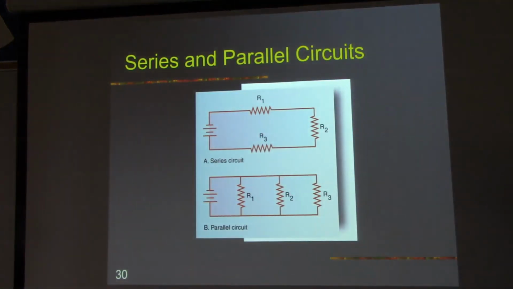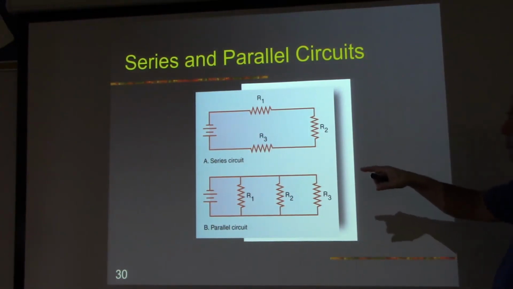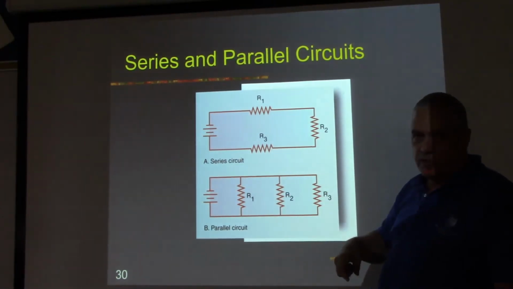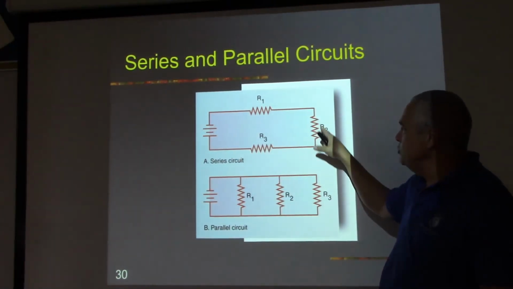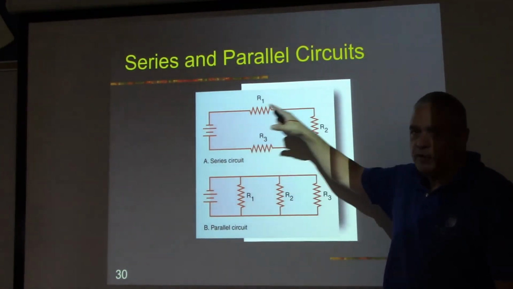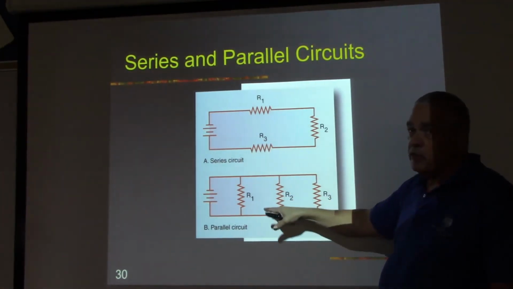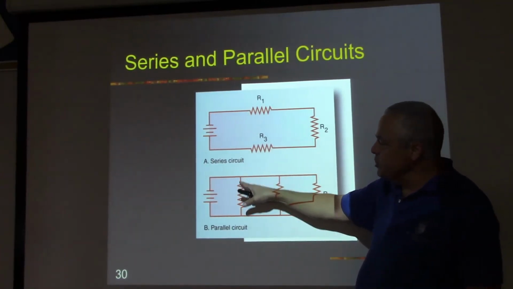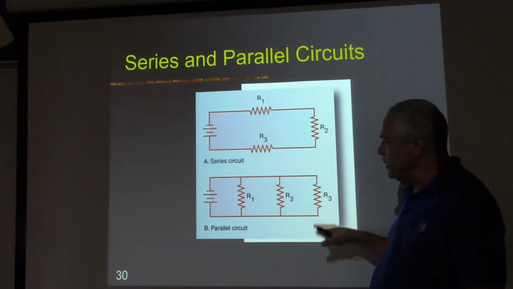Okay, so series and parallel circuits. This is the difference. In a series circuit, all of your resistances are in series, so you have to run through each of these in turn. It's just like one big roundabout. With a parallel circuit, it's slightly different. A parallel circuit has all of our resistances in parallel.